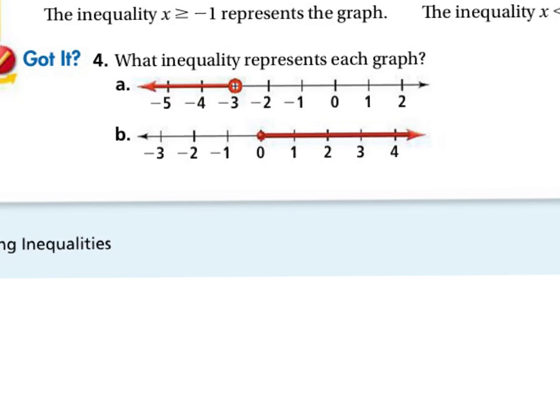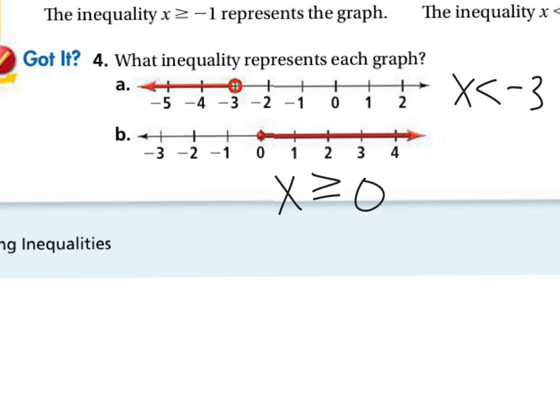So on the first one here, whatever letter you want to pick, X, or if you want to pick something else, it's an open circle there, so that'd be X is less than -3, less than because it's going towards the left, towards the smaller numbers. X is greater than or equal to 0. Greater than or equal to because it's a closed circle at 0. We know it has the or equal to part, and then it's going towards the right, which is towards the bigger numbers, the greater numbers.